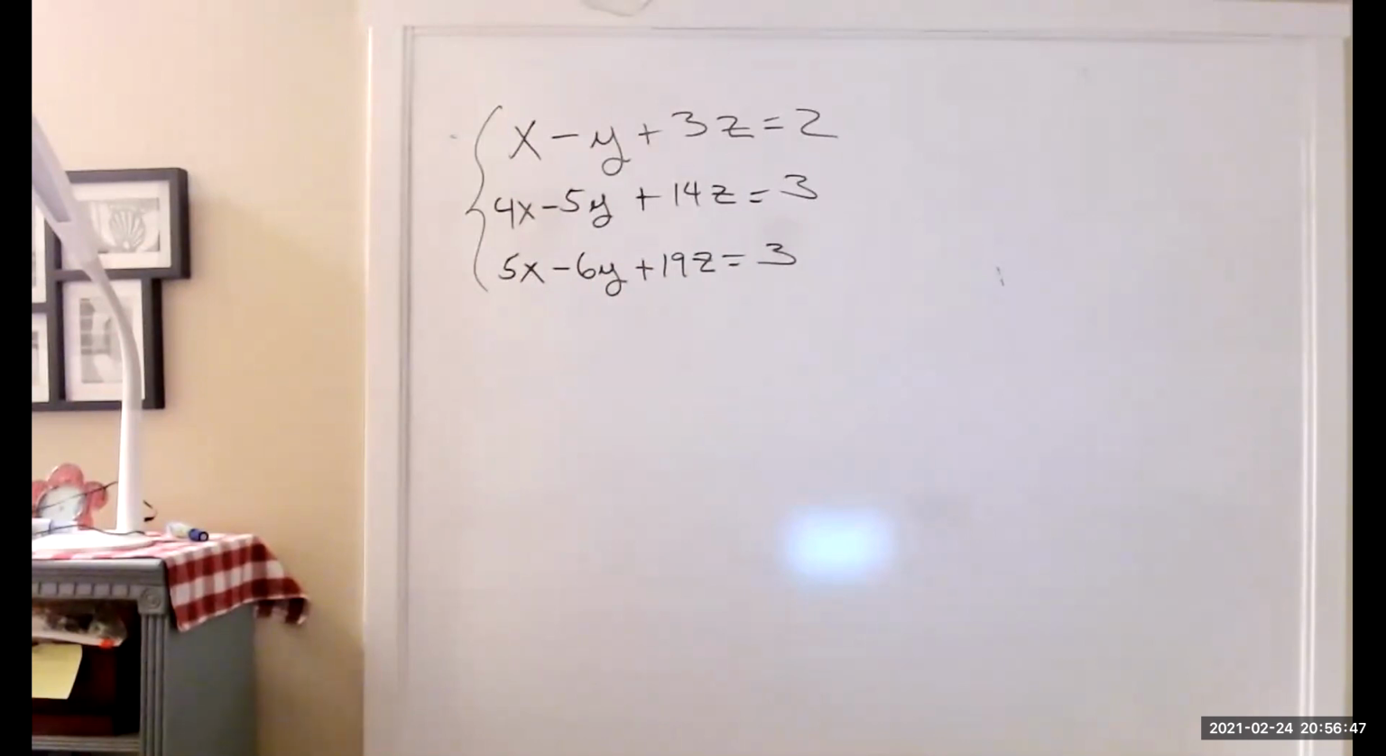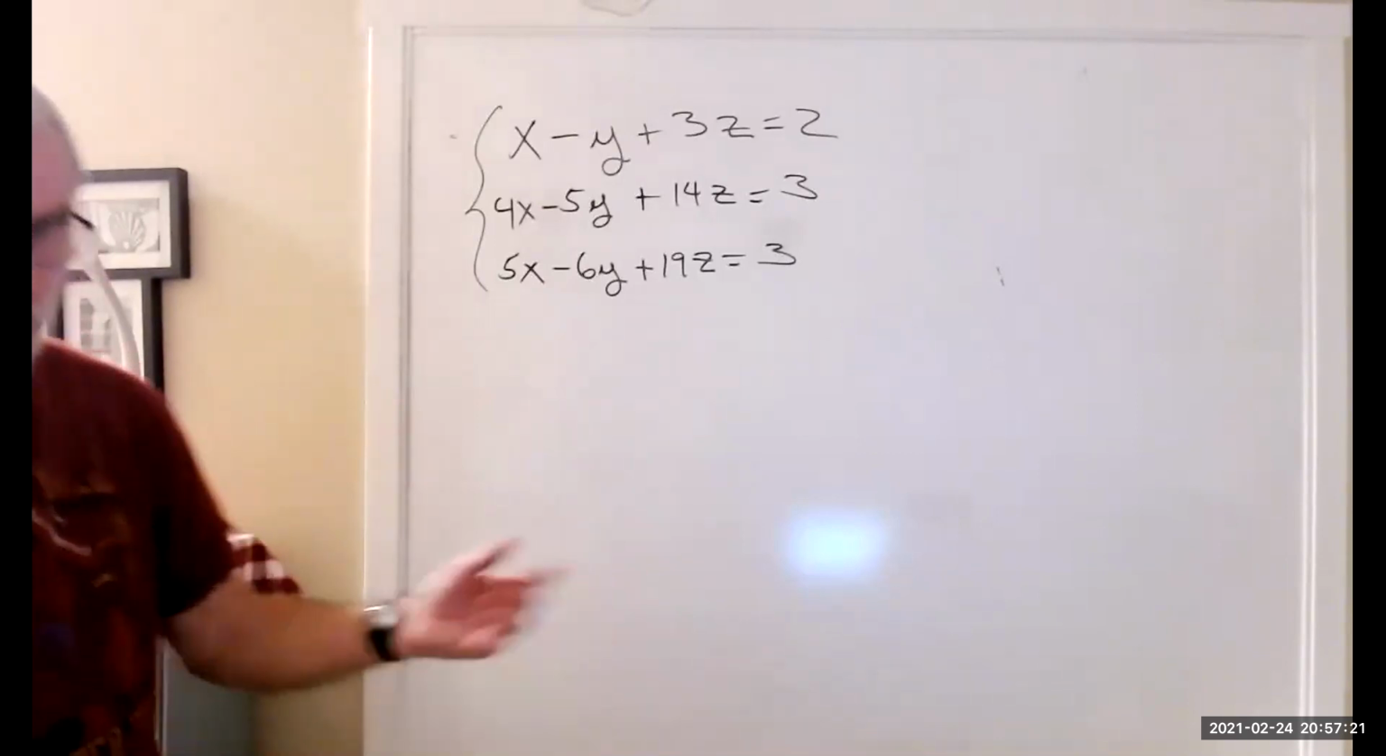Where did I get it? That's not the one I want. Page 299, I got that. x, y, 3z, 2. 4x minus 5y, 14z, 3. 5x minus 6y plus 19z, 3. Yeah, okay, so I've copied it at least correctly. We'll see how we do it. All right, you want to tell me what to do? Oh, wait a minute, hang on.